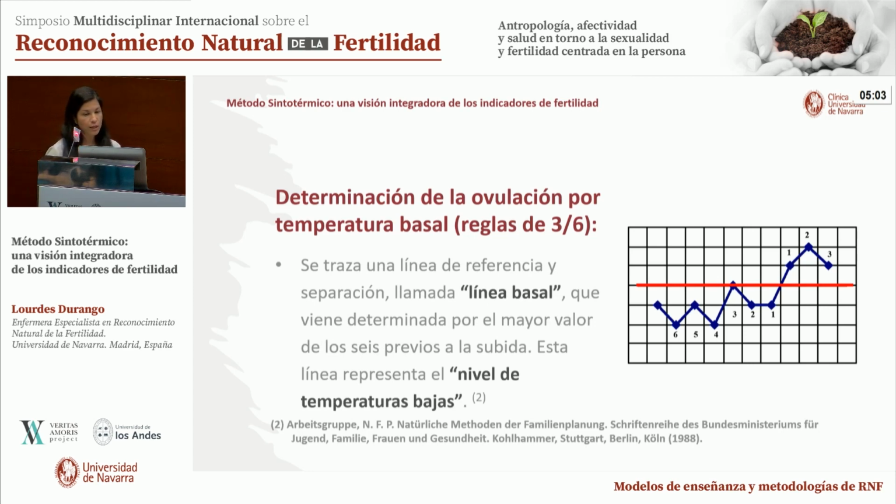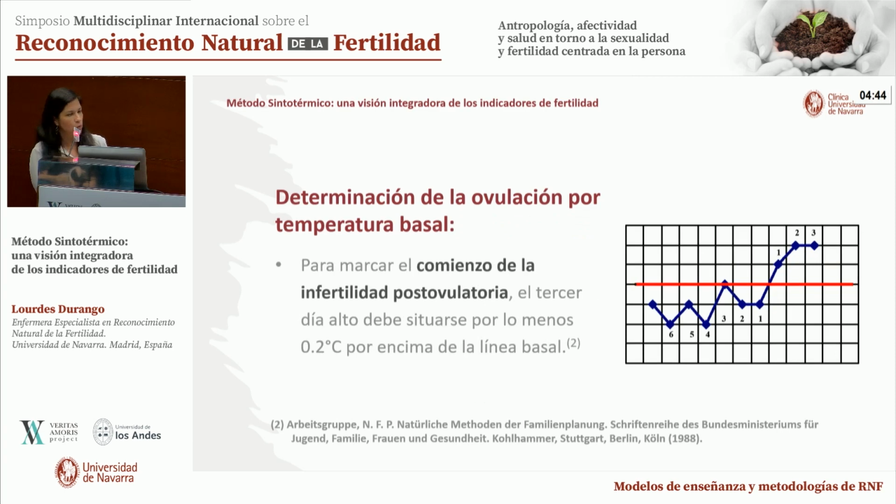We write down a line of reference between the high and low temperatures. That's the baseline level given by the greatest value of the low values. This line represents the level of low temperatures. So it separates the low temperatures from the high ones. And in order to meet those rules, well, the third day of temperature has to be located 2/10ths of a degree over the high line. And that's how we determine the beginning of the end of the fertile phase.